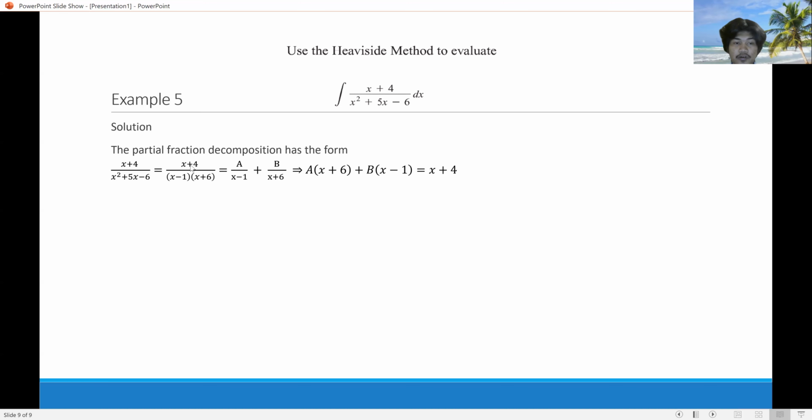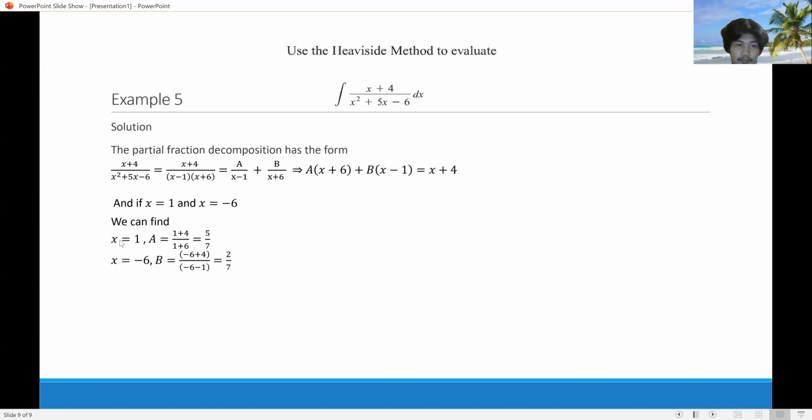We get x plus 4 over (x minus 1) times (x plus 6) is equal to a over x minus 1 plus b over x plus 6. And then we clear the fractions. We get a times (x plus 6) plus b times (x minus 1) is equal to x plus 4. Here, if we cover this part, x is equal to 1, and if we cover this part, x is equal to minus 6.